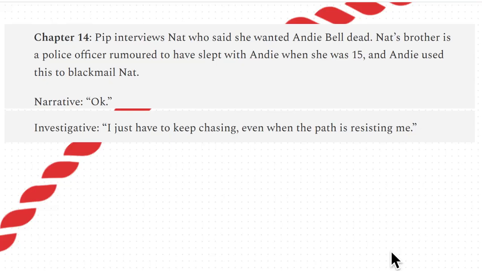After that scene, Pip gets Sal's interview with the police. It doesn't look good for him, and she remembers the threatening note on her pillow. The investigative line is, I just have to keep chasing, even when the path is resisting me.